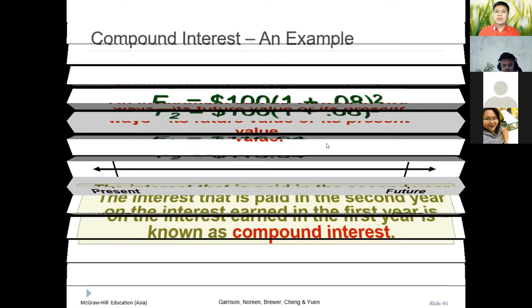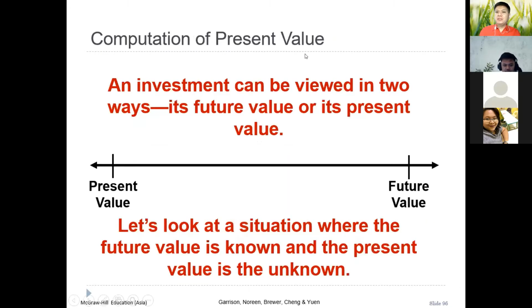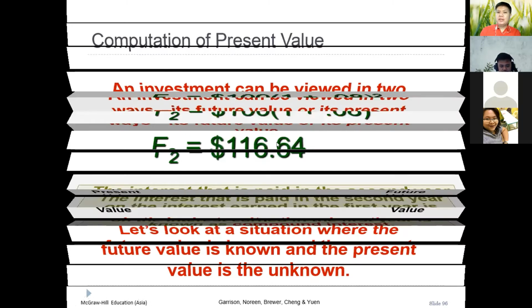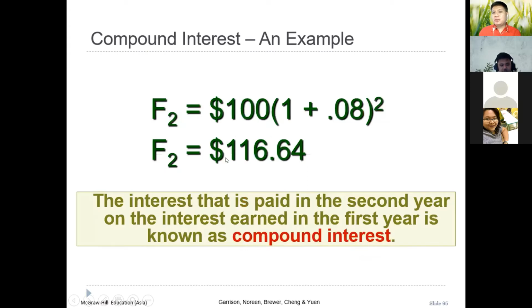All right. Okay. Now we compute for the present value. An investment can be viewed in two ways, the future value or the present value. Okay, yung mga naunang slides, we demonstrated how future value is determined. Now, what if we do the reverse? We determine the present value. Like for example, here. If for example, I want to receive 116.64 at the end of 2 years. So how much should I be investing now?